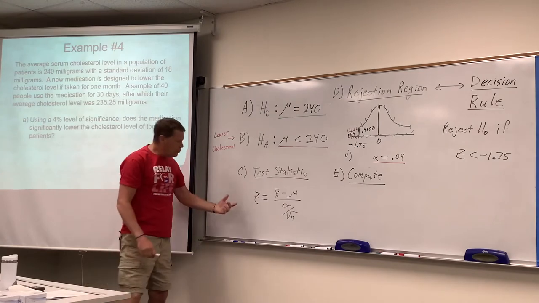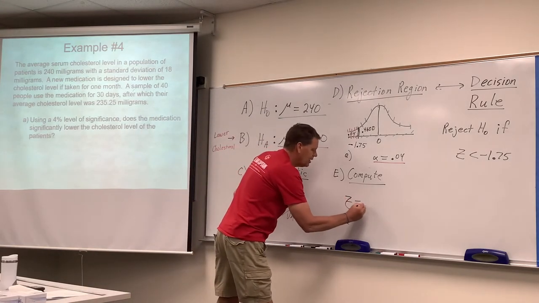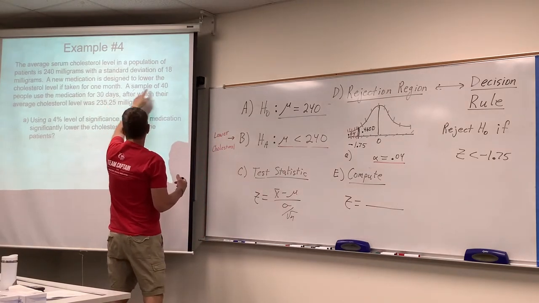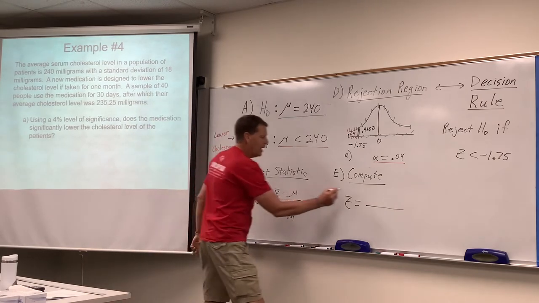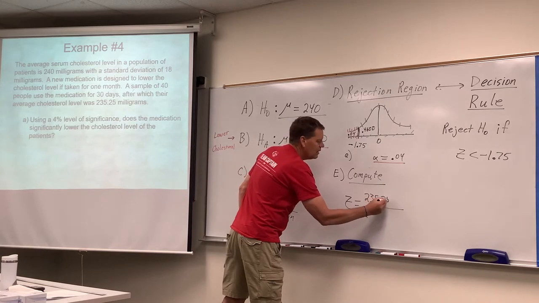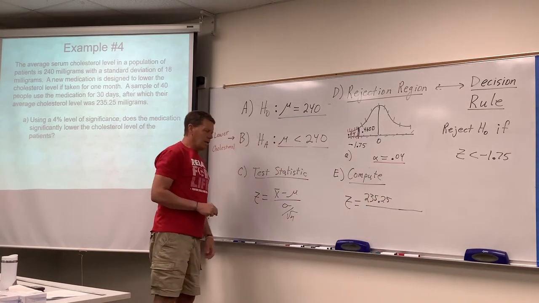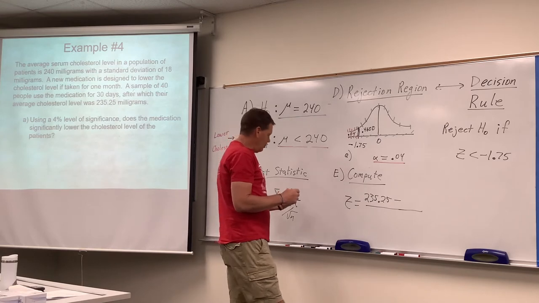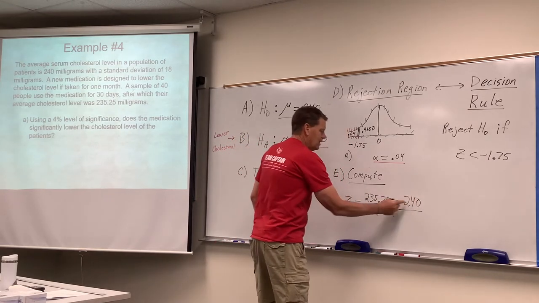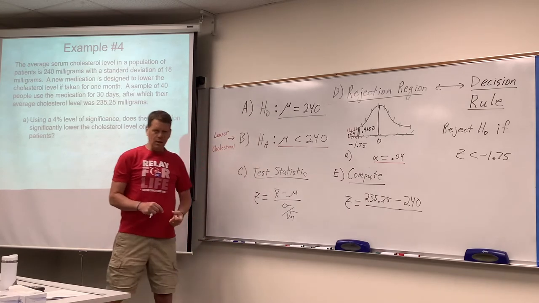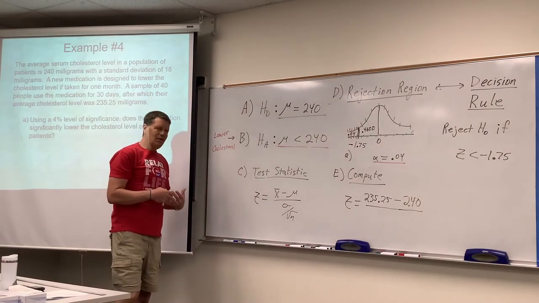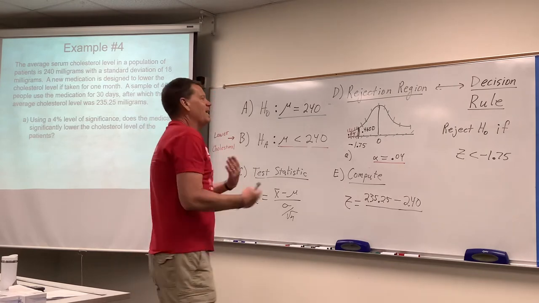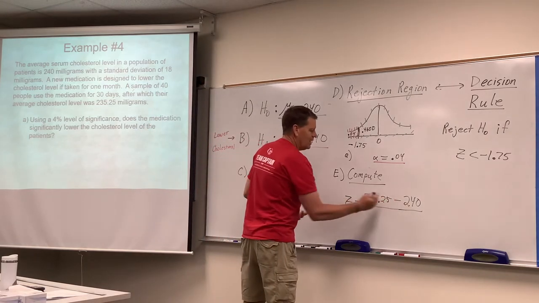Now, compute. We go put numbers into this. So x bar would be the mean of the sample. That would be the average cholesterol for those 40 people, 235.25. Hey, look, there's no question that that's less than 240. But what we're testing for is whether the difference between the observed value from our sample is significantly lower than the 240 for the overall population. That's the whole point in doing the test. You don't just look at the 235 and go, yeah, that's 240, good enough for me. We're checking to see if the difference between that and the 240 is significant.